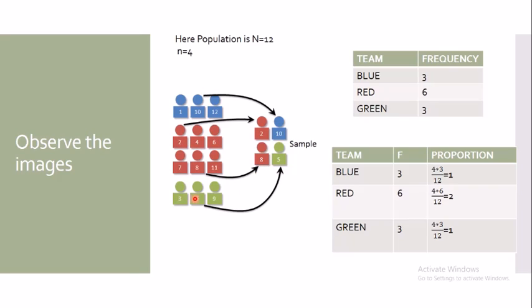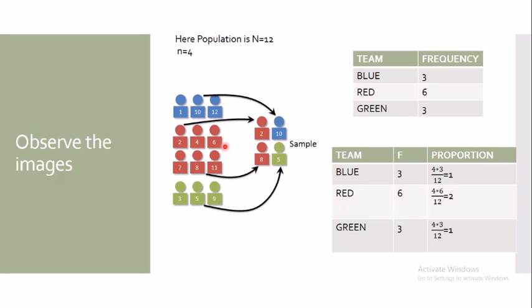Similarly, the same procedure is conducted in the green team and you get 5. Now you have the desired sample, and the sample is a representative sample of the population. This kind of sampling is stratified sampling using proportional allocation.